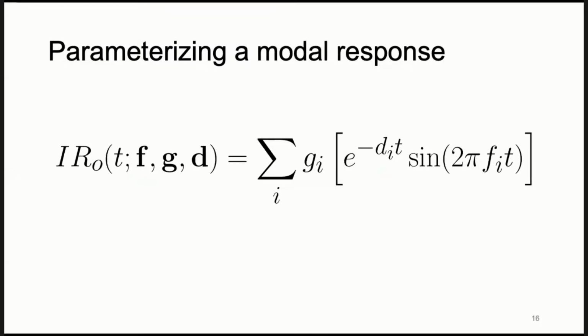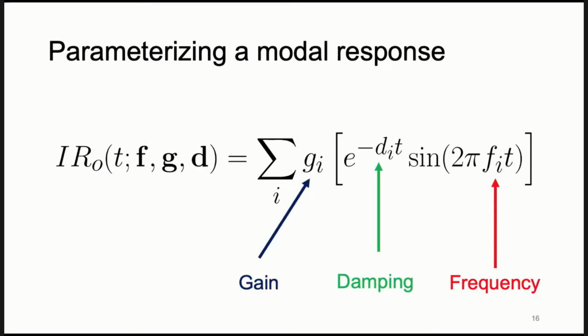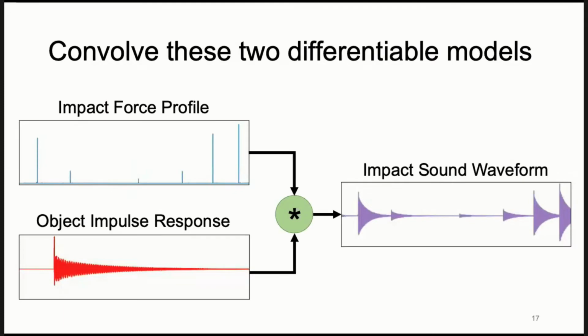Diff impact models this by assuming the impulse response of an object is a finite impulse response, which is a linear combination of n modes, where each mode has only three scalar parameters: a frequency, a damping, and a gain. So I've explained the physical models we use for the impact force profiles and the object impulse response, which we convolve together to get an impact sound waveform. So the main thing that's left to do is explain the loss we're optimizing against.